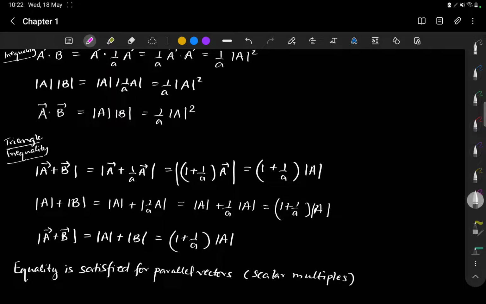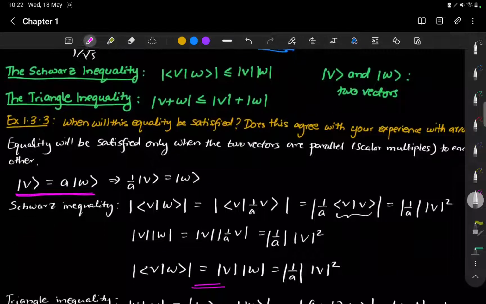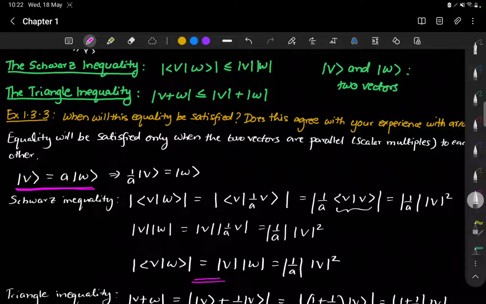So we have solved this question. We have seen two inequalities, the Schwarz inequality theorem and the triangle inequality theorem, and we have seen that in these inequalities the equality part will be satisfied only when we have two vectors which are parallel to each other. Parallel meaning scalar multiples of each other. So this solves this question.